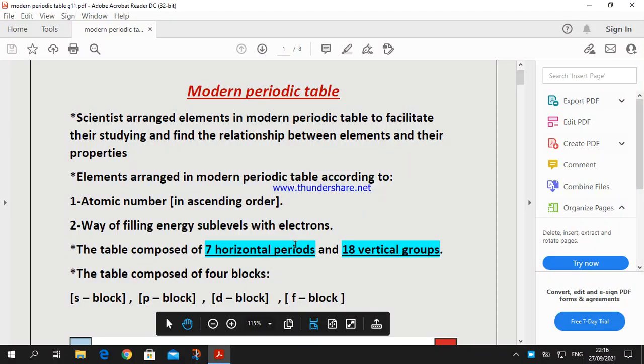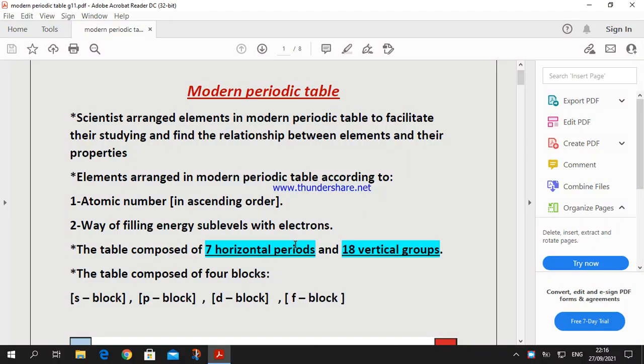Welcome back, grade 11. Let's continue talking about the modern periodic table, okay? Scientists arranged elements in the modern periodic table to facilitate their study and find the relationship between the elements and their properties. The total number of elements found in nature is 118, of which 92 are available in the Earth's crust, while the rest are artificially prepared, okay? In the modern periodic table, the elements are arranged according to 2 points.